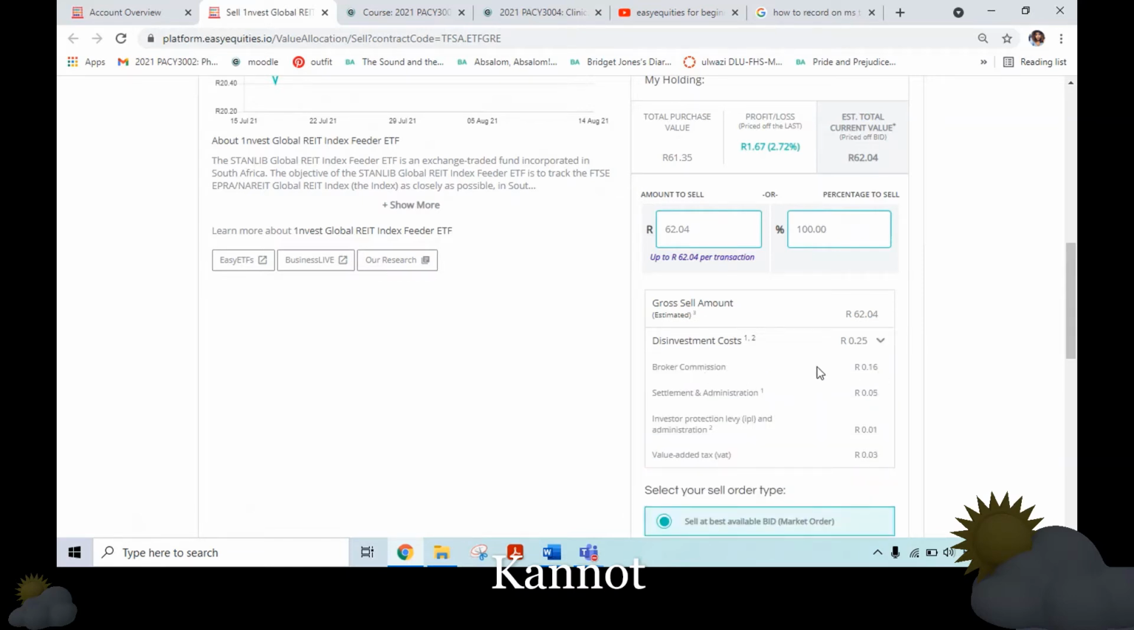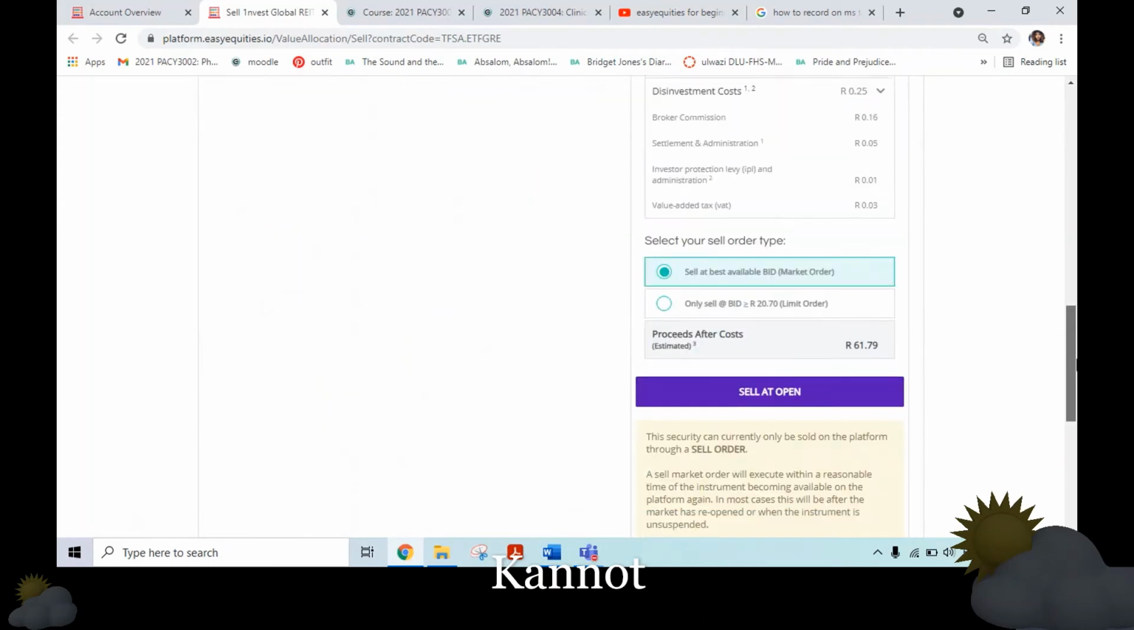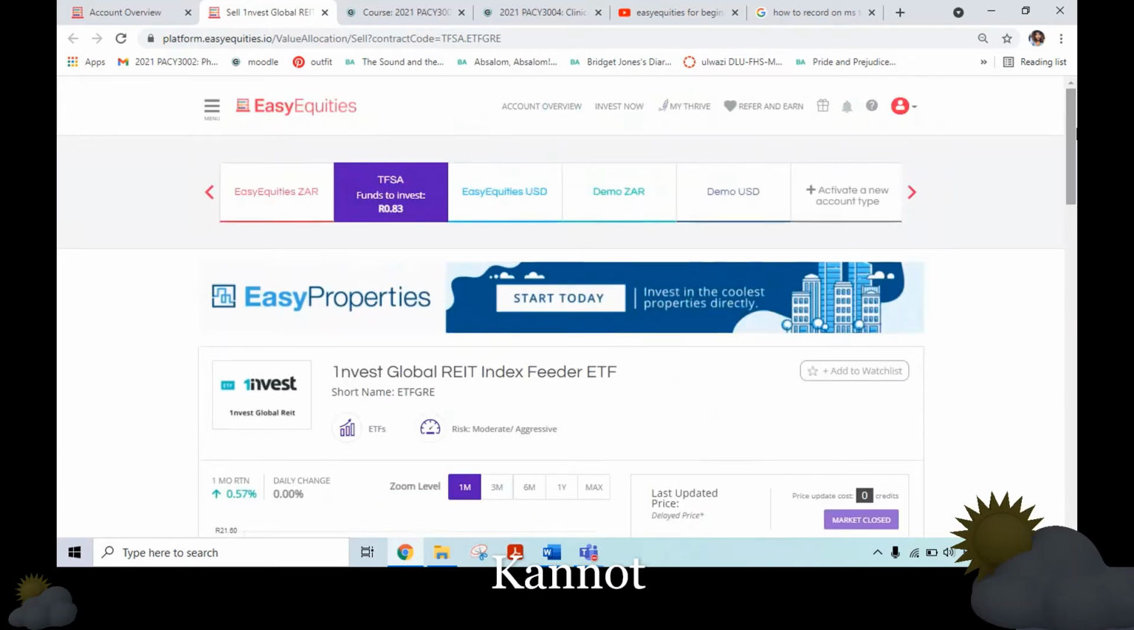Broker commissions, so the brokers that they pay to watch over the money for you, to investigate the markets, and then settlement administrations, 5 cents. Investor protection levy, it's 1 cent, and then tax, value added tax, 3 cents. So it depends on the stocks that you buy, how much of it you've made. But yeah, it's very interesting to be able to invest in all this.